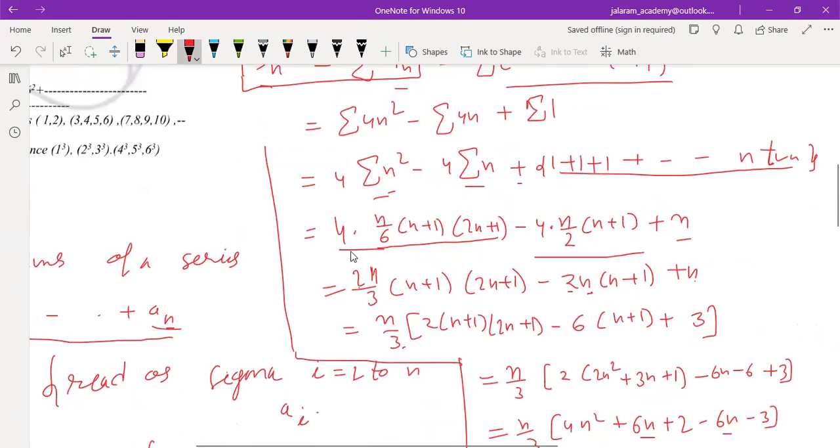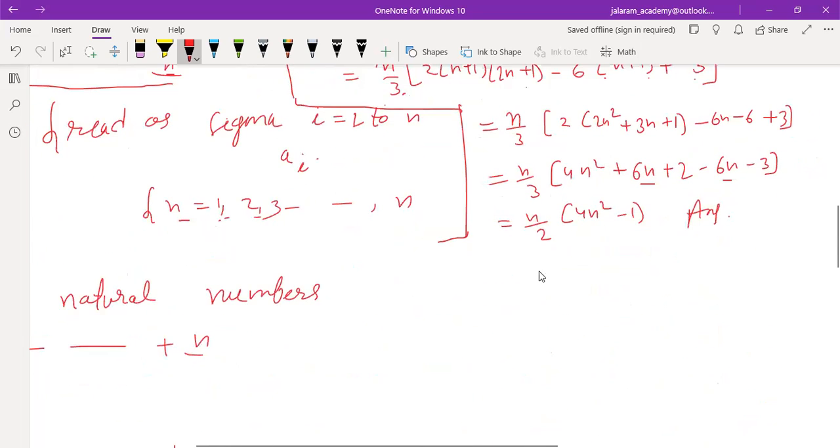That equals, 2 times 3 are 6, so 2n by 3 into n plus 1 into 2n plus 1 minus 2 into 2n into n plus 1 plus n. Now out of these three terms, n is common. The denominator is 3, so it is 2 into n plus 1 into 2n plus 1 minus 6 into n plus 1 plus 3. On simplifying further, it gives n by 3 into 4n square minus 1.